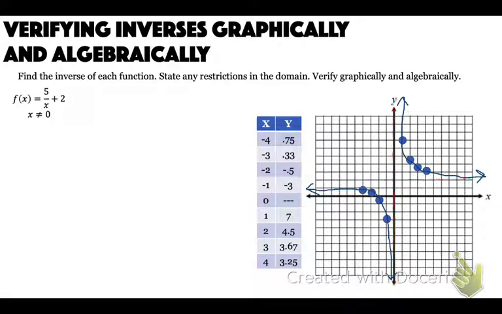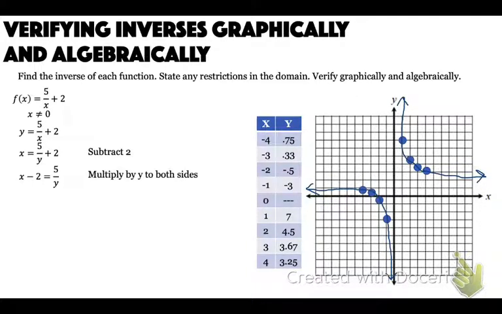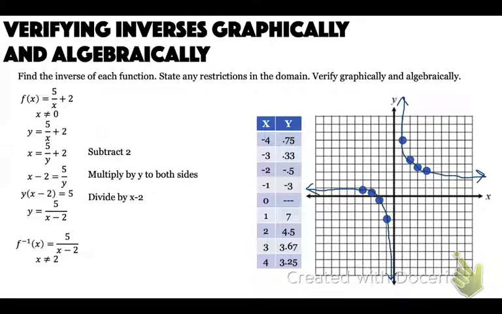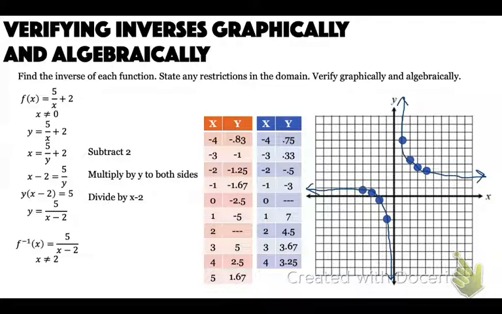Okay. But then I need to find the inverse. So I'm going to switch my x's and my y's, and then subtract 2, multiply by y, and divide by x minus 2. So I have 5 over x minus 2, which has a restriction of x can't equal 2. So my inverse has a restriction of x can't equal 2. And then again, I just plotted points. There's my points, and there's my graph. Okay, plotting points. If you don't know how to graph something, always plot points. Okay?